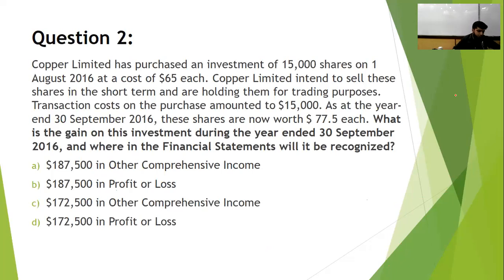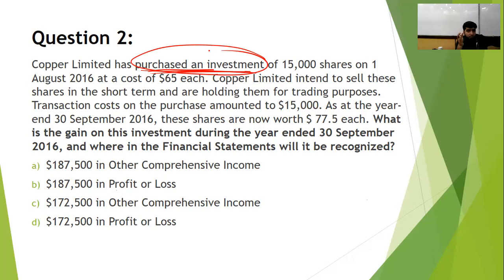That is the question which I have adopted from ICAP, Institute of Chartered Accountants of Pakistan. Let's read out the question and try to solve it, and let's see how an examiner can ask a question from this topic. Copper Limited has purchased an investment of 15,000 shares. First of all, you need to identify whether the question is for financial asset or financial liability. We have discussed at the start of the session that the question might be from financial asset or financial liability. Now, how to identify? If you are making an investment, as we have seen in the words purchased an investment, it means the company is making an investment. And once the company is making an investment, always remember there is a question of financial asset.